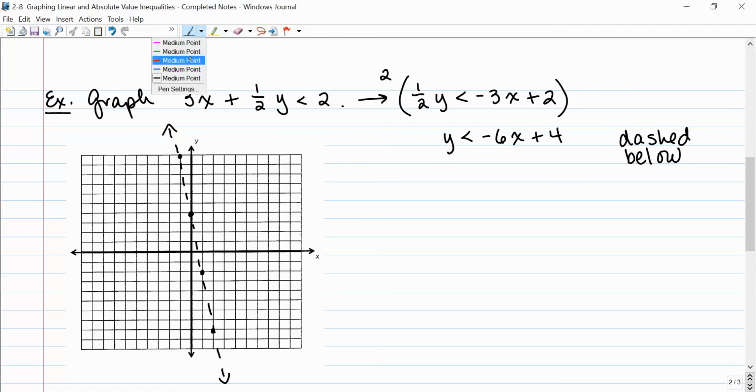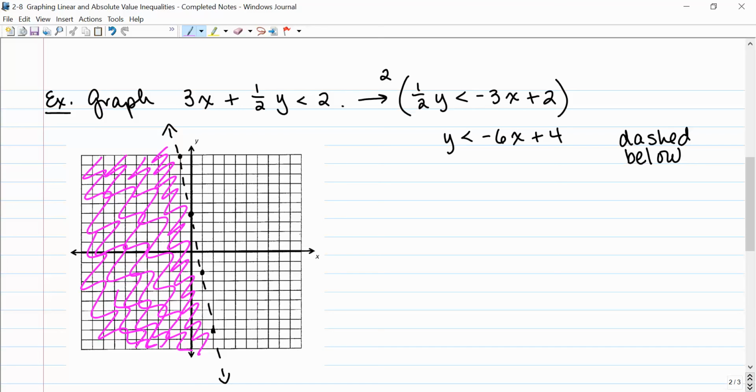And my shading is going to be below the line, which is a little tricky here because this line is almost vertical. It has a very steep negative slope. So what you want to look for is where is the y-axis below the line. And so that would be over on this side, which looks a little bit more like the left side of the line. But we want to shade everywhere where the y-axis is below the line. And so that would be over here. Now remember what this means is that every point in this shaded region works in this inequality, and every point in the unshaded region does not work.